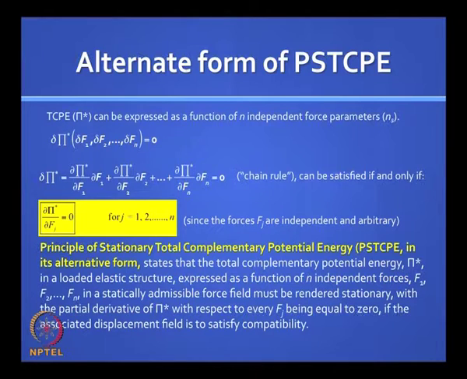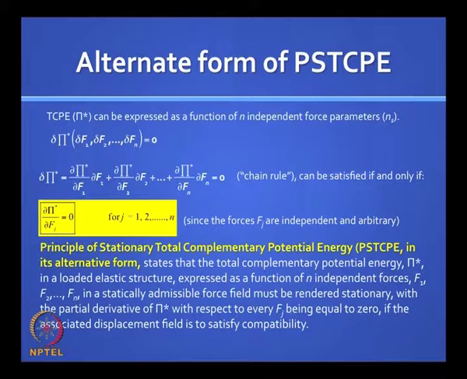So in this alternative form, it states that the total complementary potential energy pi star in a loaded elastic structure expressed as a function of n independent forces F1 to Fn in a statically admissible force field, that is force field which satisfies equilibrium, must be rendered stationary with the partial derivative of pi star with respect to every Fj being equal to 0 if the associated displacement field is to satisfy compatibility.